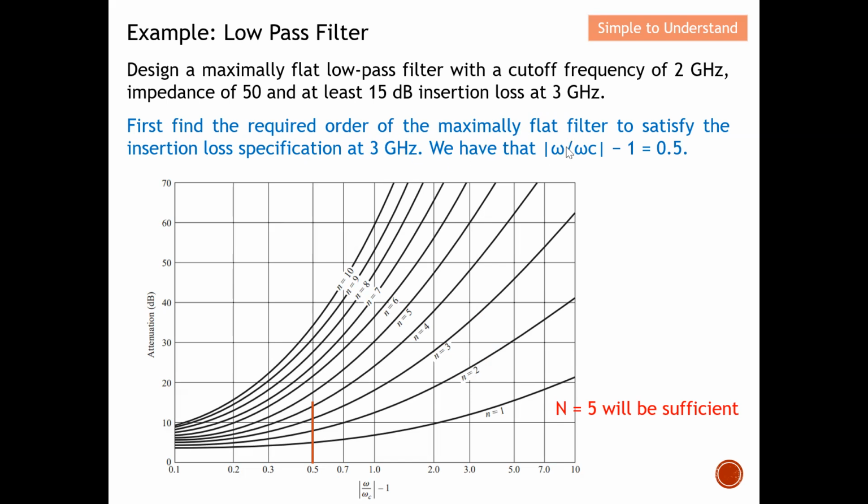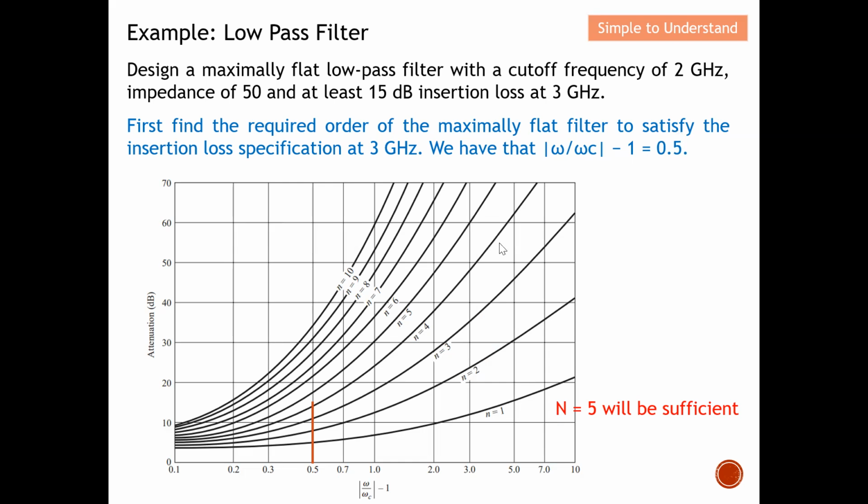So basically this is the equation here. This will be the insertion frequency, and this will be the cutoff frequency. The insertion loss I need to achieve at 3 GHz needs to be at least 15 dB. So this will be 3 GHz, while the cutoff frequency is equal to 2 GHz. So 3 over 2 is 1.5, minus 1, and therefore I get 0.5.